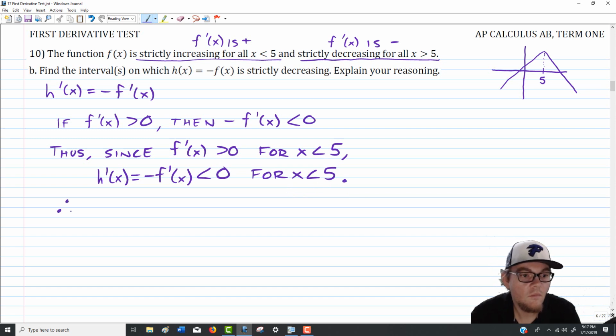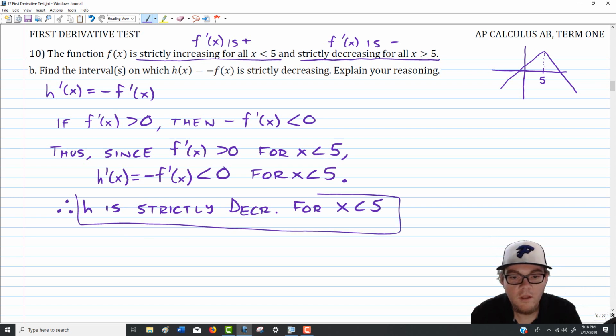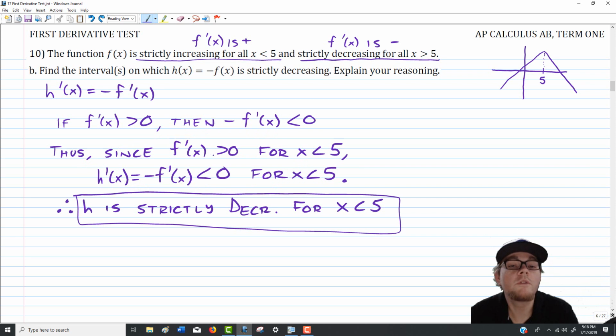Therefore, h is strictly decreasing for x less than 5. And if you're looking for the justification, I just did my justification up here. I reasoned out what was true about our function's derivative, our function being h, by relating it to what we knew about f prime.